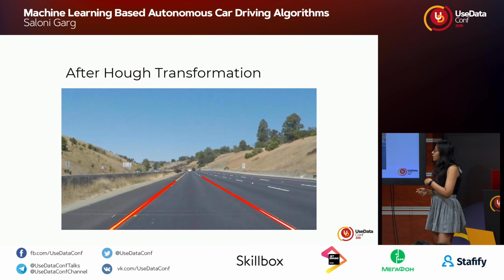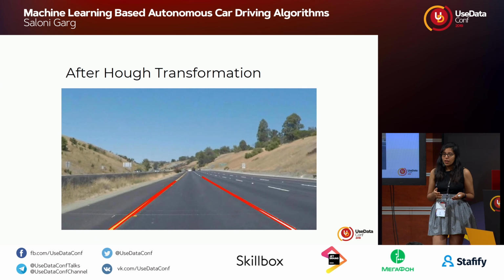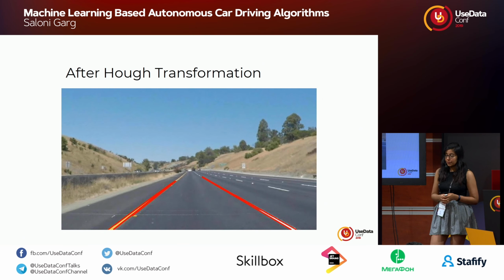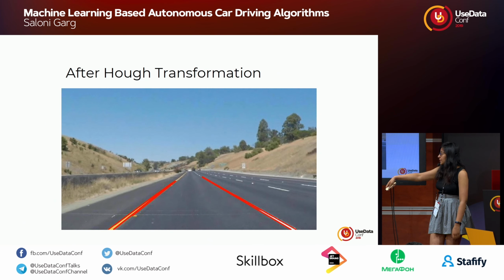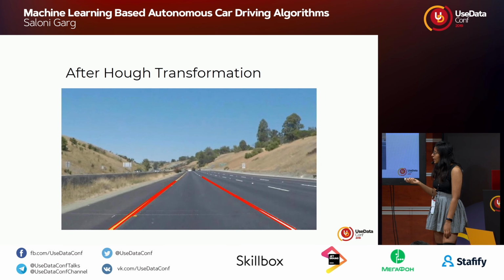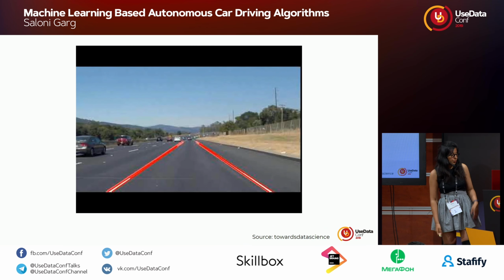Next, we applied Hough transformation, and after the Hough transformation, this is what we've got. Hough transformation earlier was about detecting lines in an image. These days, it has also been modified to detect shapes like circles or squares. So this just detected the lines in that image after the region of interest, and it connected those lines, and this is the output that we got.